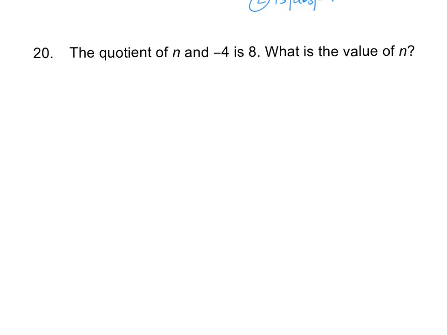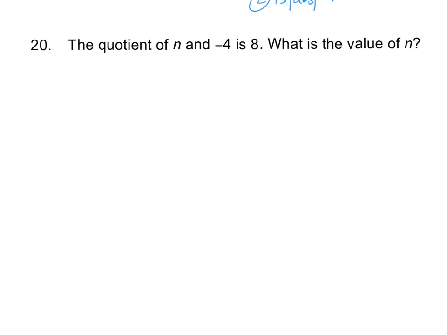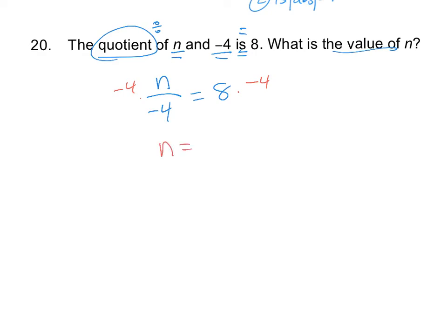Another problem we have to translate into math. The quotient, that means division, of n and -4, n divided by -4, equals 8. What is the value? So there's your expression. To solve, you multiply by -4 on both sides, and you get that n is equal to -32.